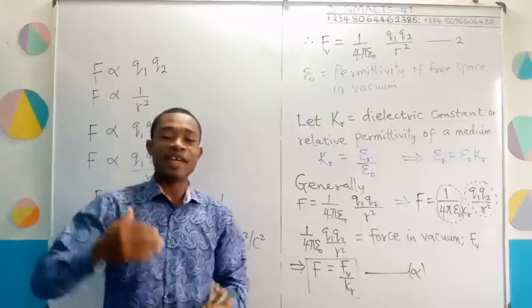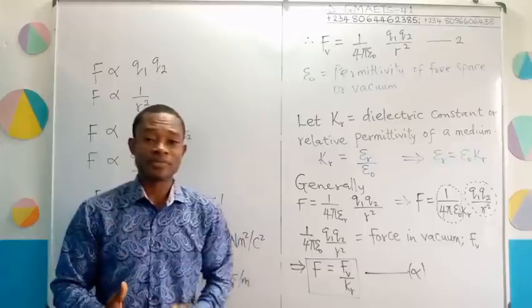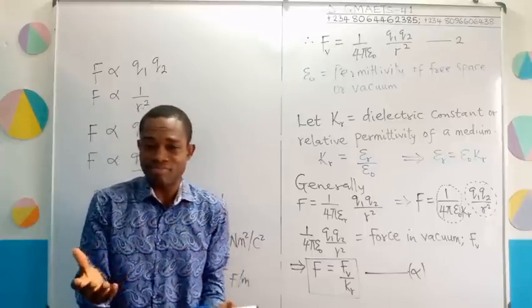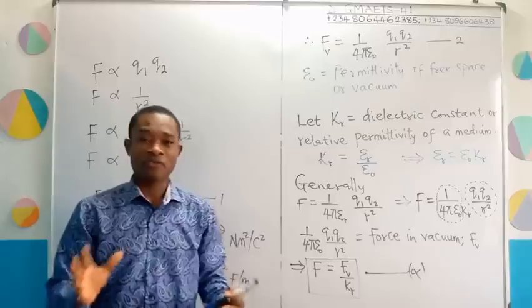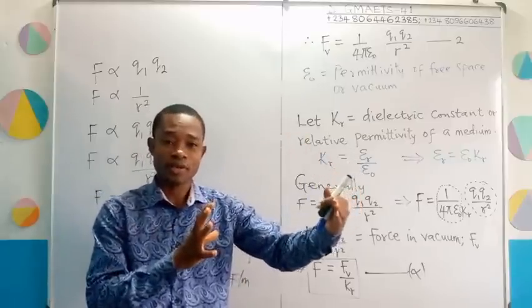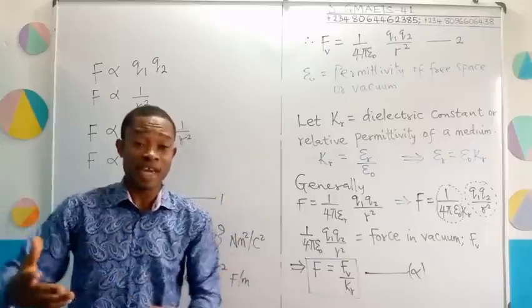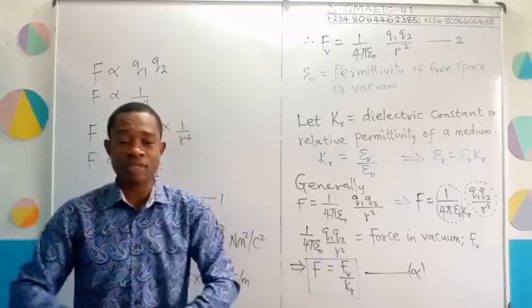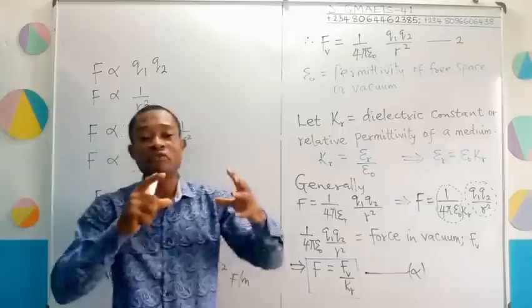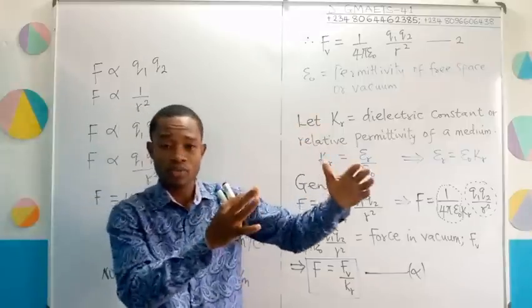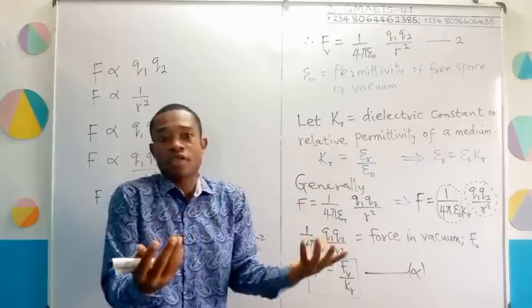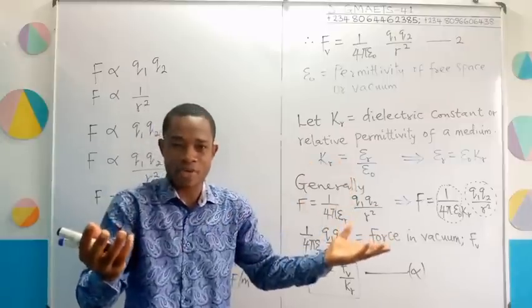Sometimes you can find the fractional decrease. Like this question that I dictated a moment ago. Force in vacuum, 40. Dielectric constant of another medium, 80. What is going to be the force in that medium? If the force in vacuum is 40, whatever value it is, are you following, right?